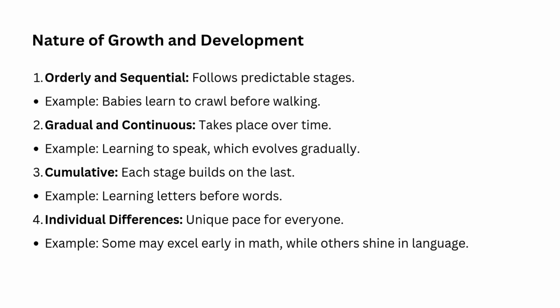Point number 4, individual differences. While growth and development follow a general pattern, they vary widely from person to person. This is due to unique combinations of genetic, environmental, and social influences. One child may excel in verbal skills, while another may advance quickly in motor skills. Understanding individual differences encourages a more tailored approach in educational settings, respecting each student's unique pace and style.